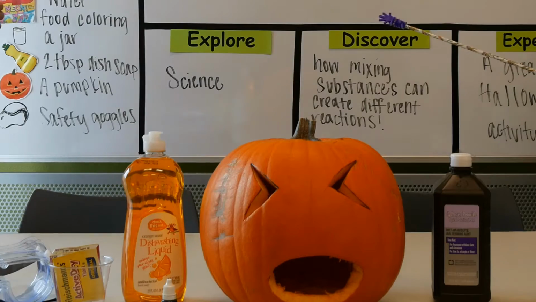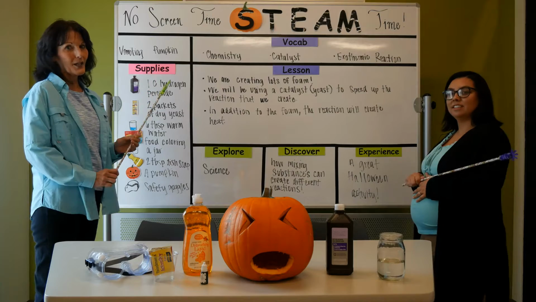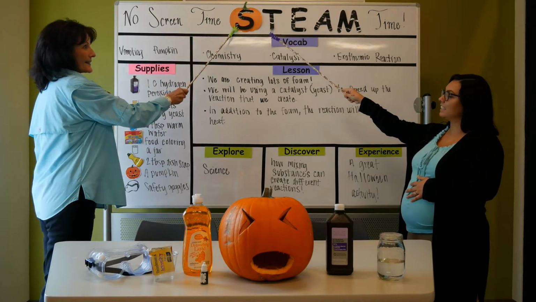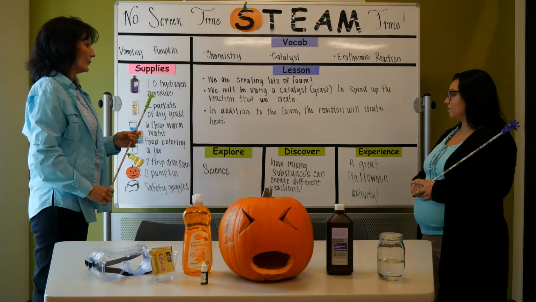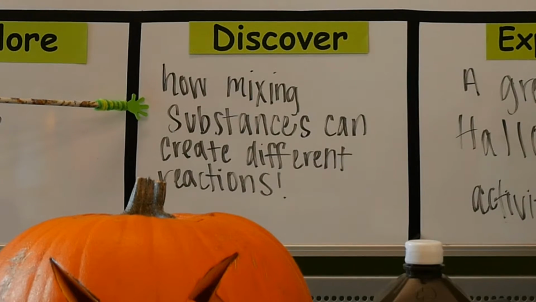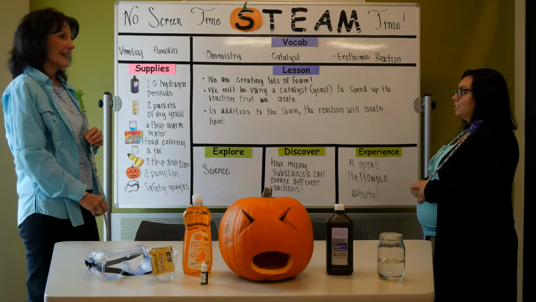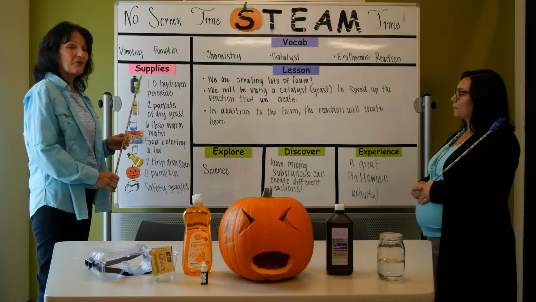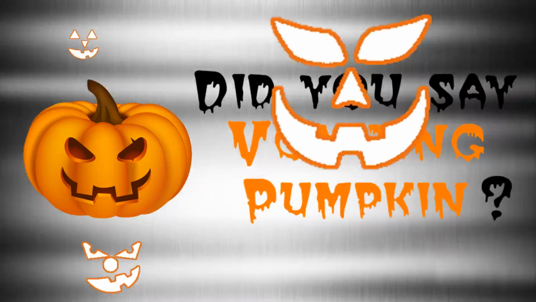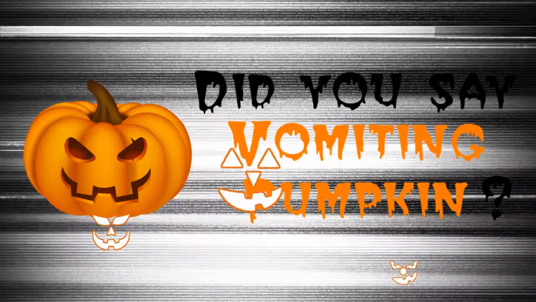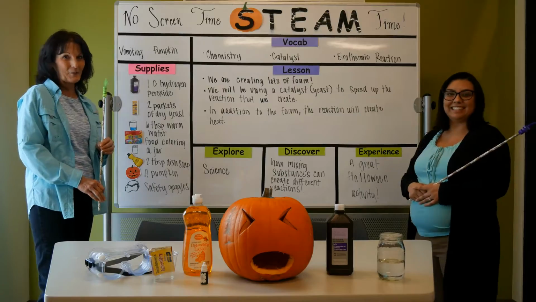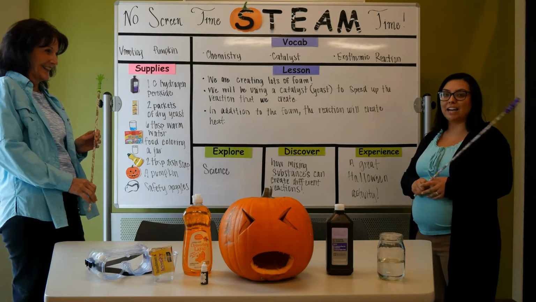And today we will be exploring science, which, say it with us, is the S in STEAM. And we will discover how mixing substances can create different reactions, and experience a great Halloween activity. So, today we are going to make a vomiting pumpkin. And we're pretty excited about this. Super excited. We hope you guys are too.